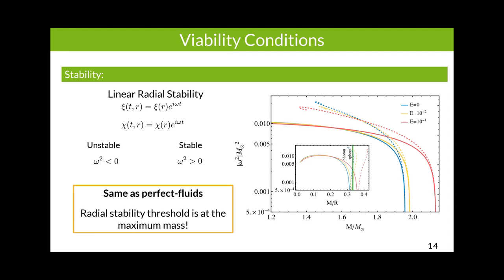But one thing I want to point out here is that we have some configurations that are stable and go beyond the photosphere. This green line here is the photosphere. So, for example, the red line, I don't know if you can see it, in this inset plot. And it is also physically viable, as I will show later.